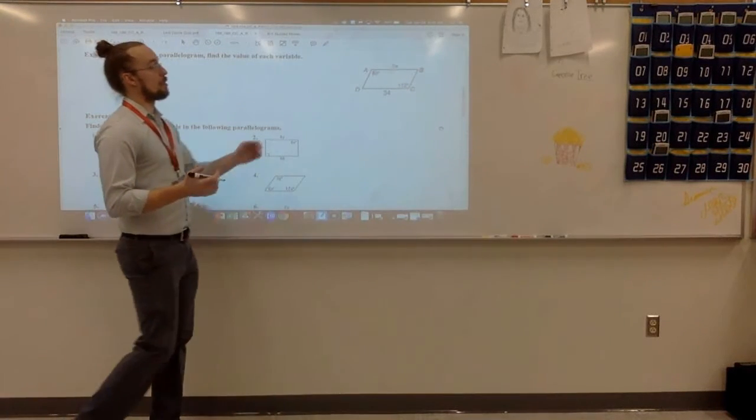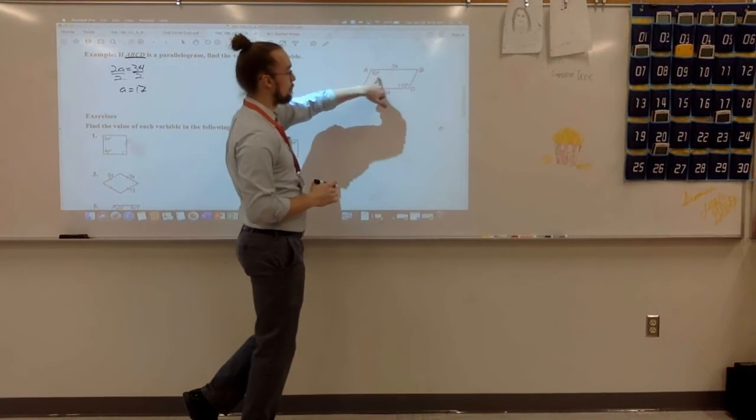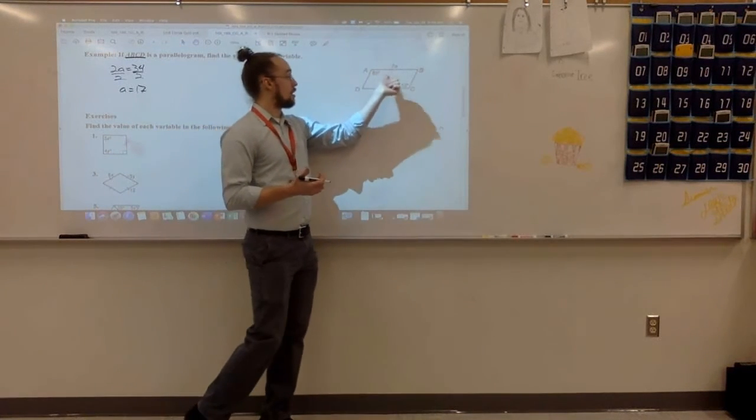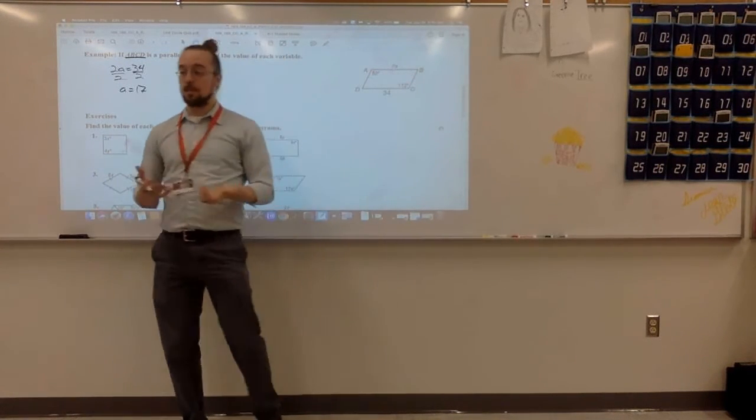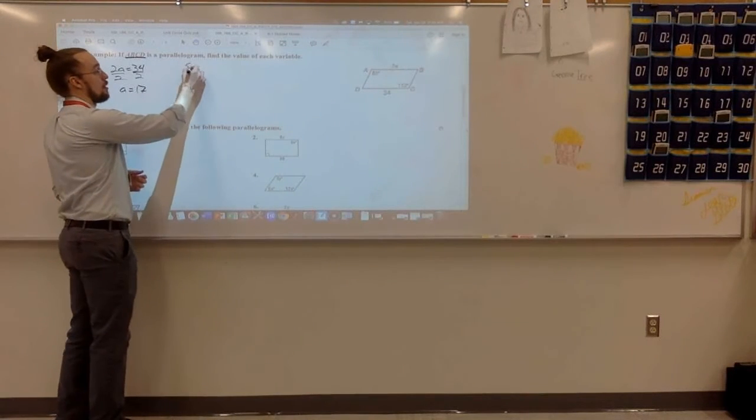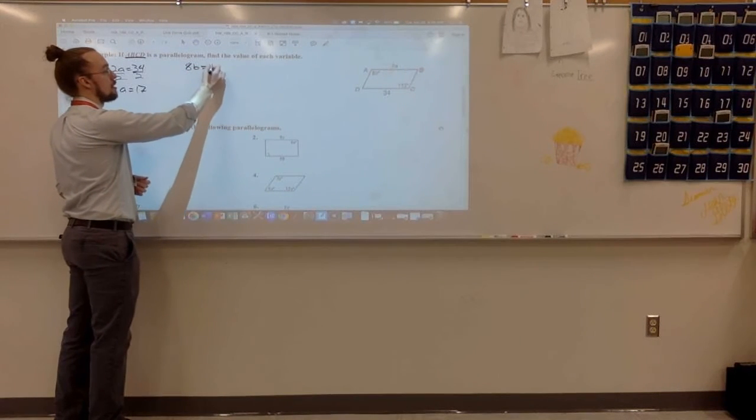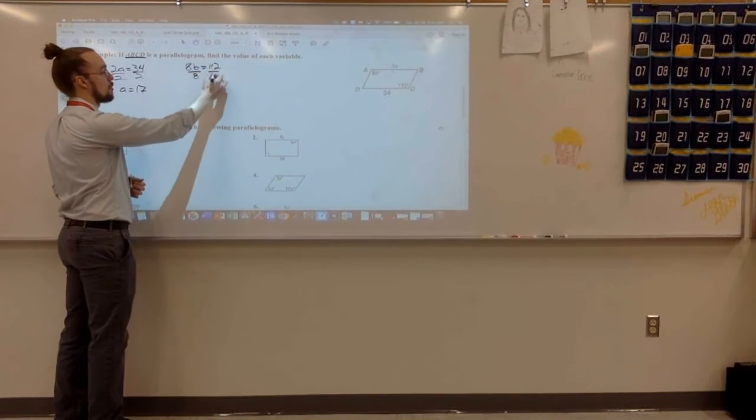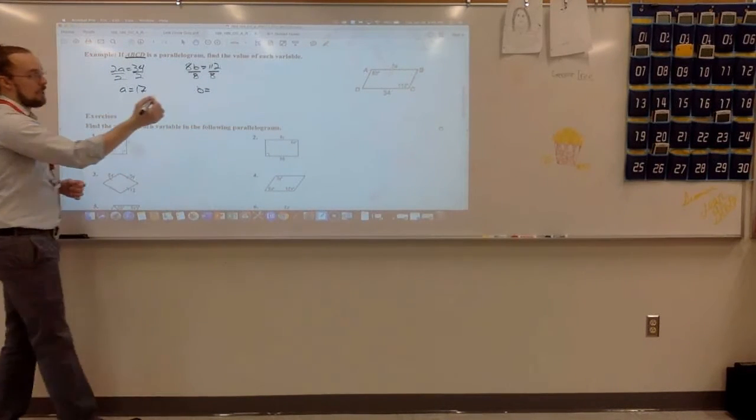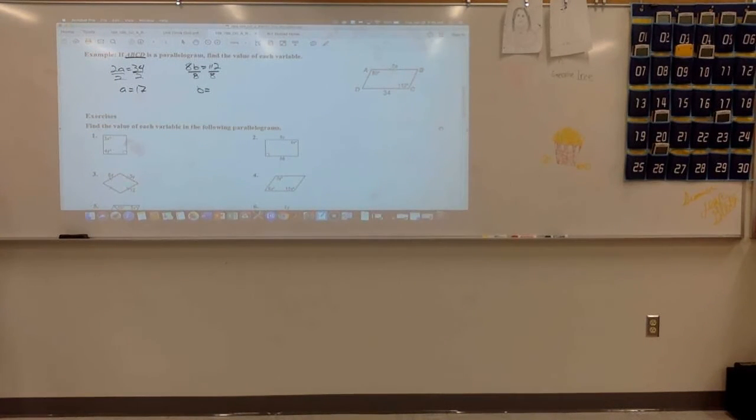Then if I look at my variable B, that's part of angle A. I'm given angle C. Another property I know is that opposite angles are congruent. So here I can say 8B equals 112. Divide both sides by 8. And what does that get us? 14.